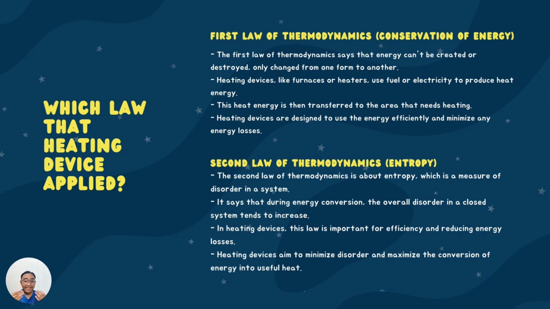In the context of heating devices, this law applies to the conservation of energy during heat generation and distribution. The energy input to a heating device, such as fuel or electricity, is converted into heat energy, which is then transferred to the desired space for heating purposes. Heating devices ensure that the energy input is effectively utilized for heat generation and that energy losses are minimized.